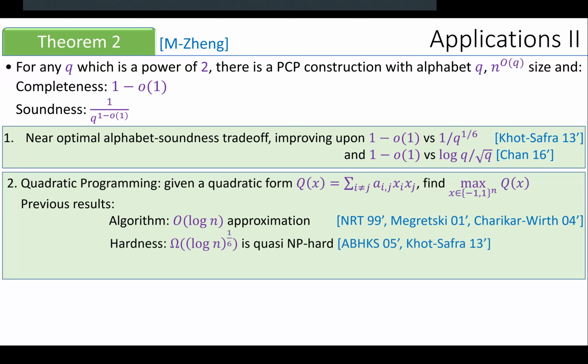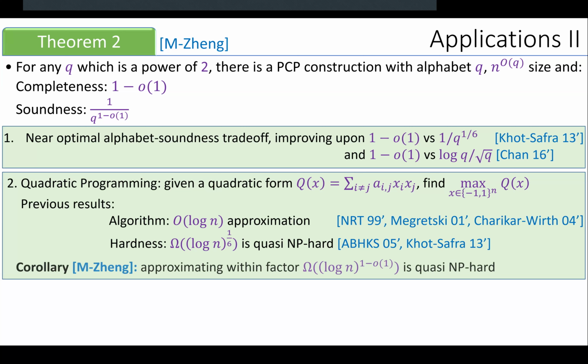And as far as hardness results, this result extended actually gives you a log n to the 1 over 6 quasi-hardness. The quasi just means that it is quasi-polynomial and not polynomial. And what you get from this theorem is that the algorithm that gets log n approximation is almost the best possible. So you get a quasi-polynomial hardness result with a factor of log n to the 1 minus epsilon.